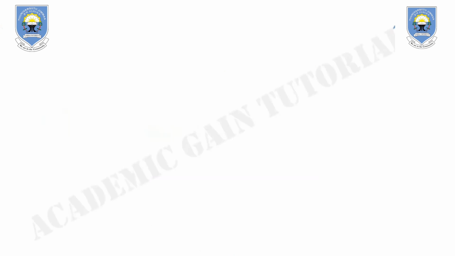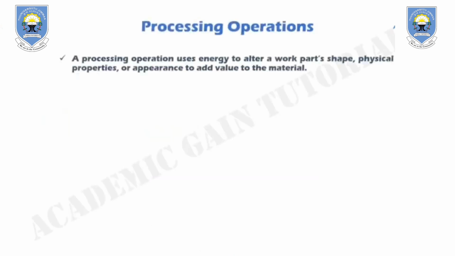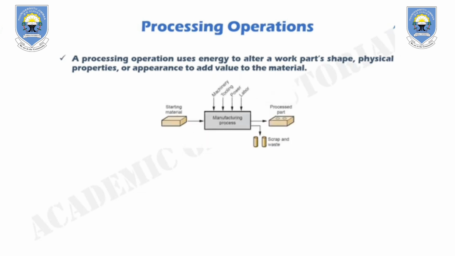So, into the topic. Processing operations. A processing operation uses energy to alter a work part's shape, physical properties, or appearance to add value to the material. The forms of energy include mechanical, thermal, electrical, and chemical. The energy is applied in a controlled way by means of machinery and tooling.